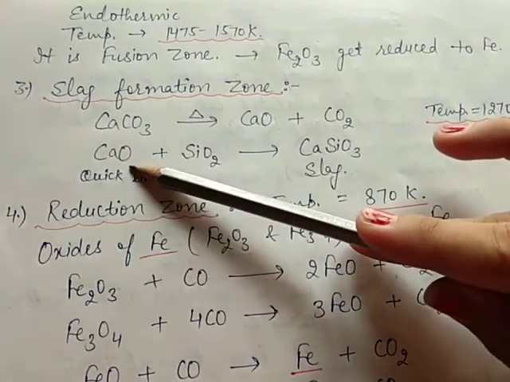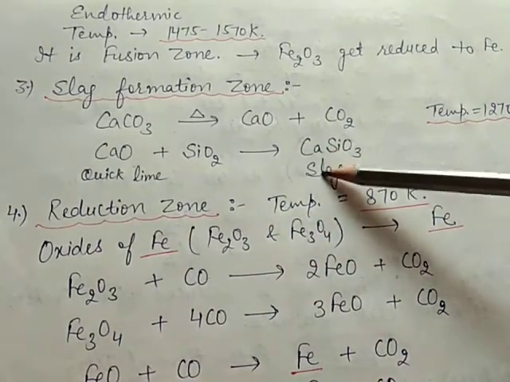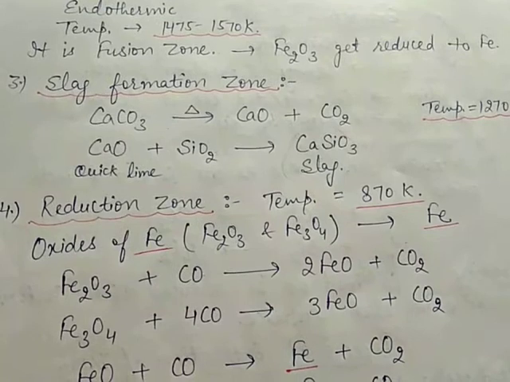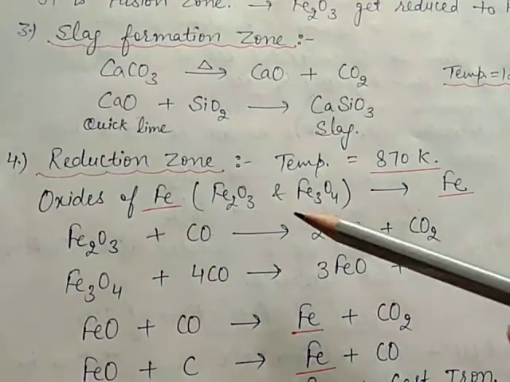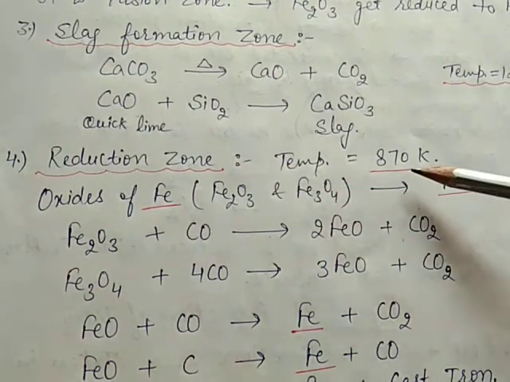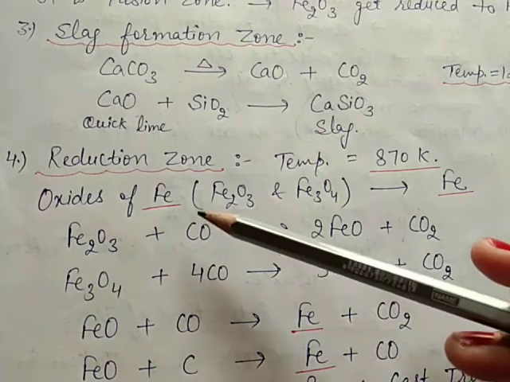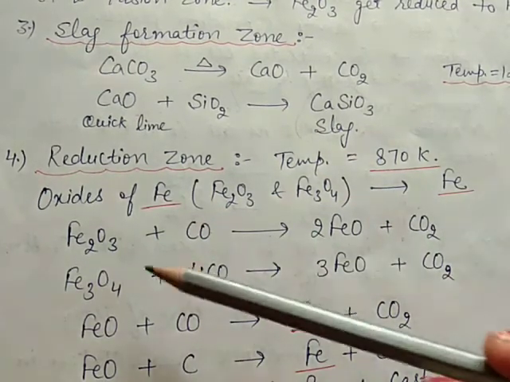This is the flux plus gangue that forms a slag. Here the temperature range is 1270 Kelvin. Now the next zone is the reduction zone. Here the temperature range is 870 Kelvin, and in this zone the oxides of iron get reduced to iron.